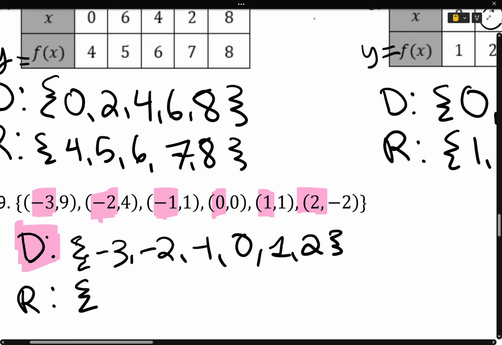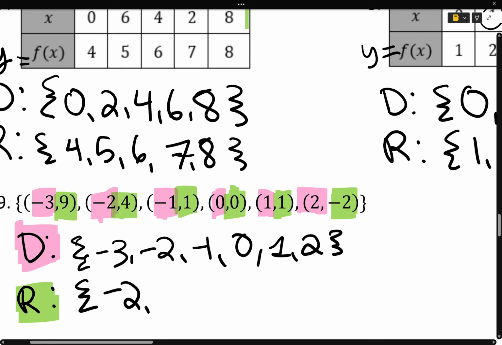For my range, I'm going to do the set of y's. Color coding really helps me see them better and not mix things up. Okay. So, range. The smallest is -2, then 0, then 1, 4, and 9. Beautiful.